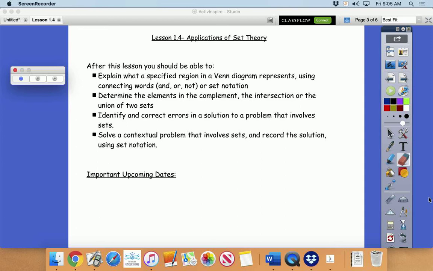Today we're going to look at lesson 1.4, which is the application of set theory. After this lesson, you should be able to draw 3 circle Venn diagrams. You should be able to look at those words and, or, not, and be able to fill them into the Venn diagram. You have to be able to identify errors, correct them, and then make sure that you are showing your work in the Venn diagrams.